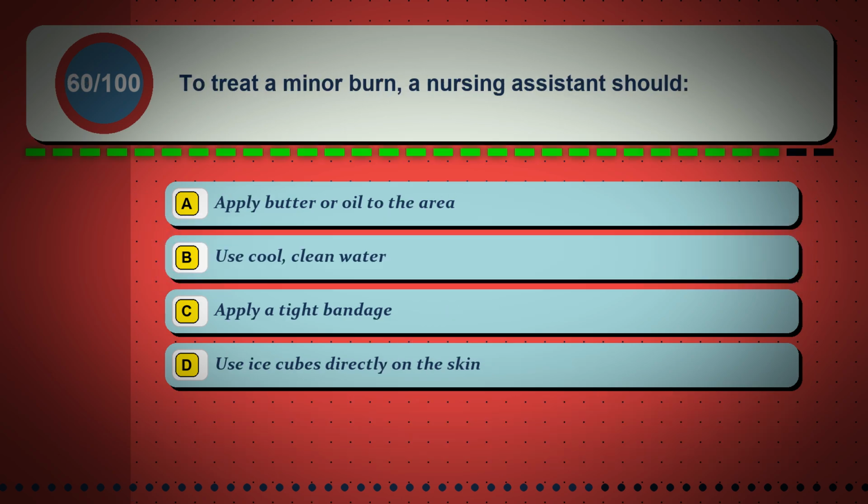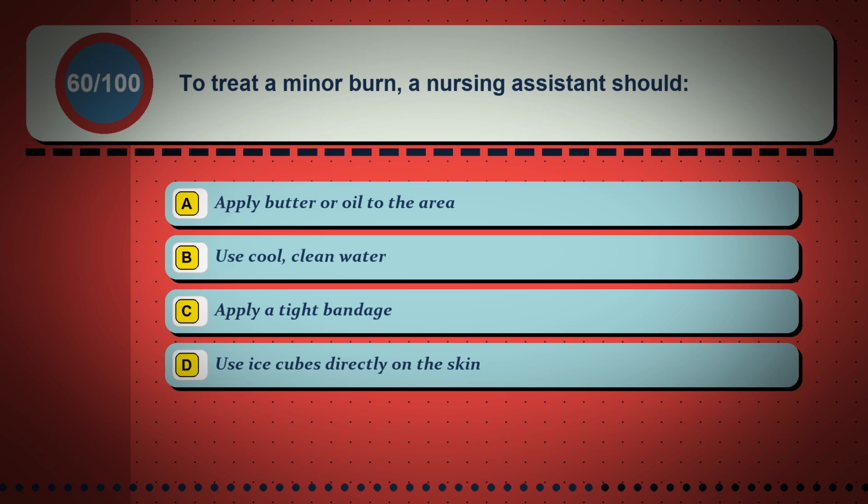Question 60. To treat a minor burn, a nursing assistant should: Option A. Apply butter or oil to the area. Option B. Use cool, clean water. Option C. Apply a tight bandage. Option D. Use ice cubes directly on the skin.